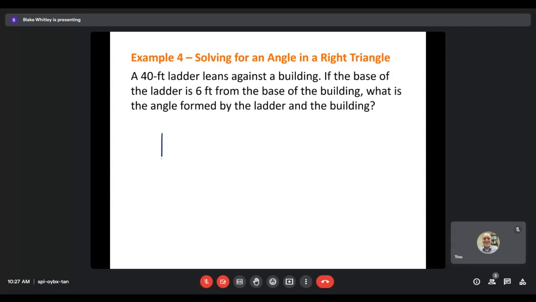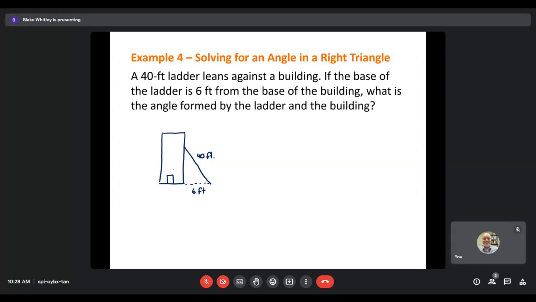So we know we have a building. So I'm going to draw my building. And I know against that building, I have a ladder. So I'm leaning a ladder against my building. Now, the information that's given here is that the ladder itself is 40 feet long. So I know that the length of that ladder that's leaning against the building is going to be 40 feet. I also know that the base of the ladder is 6 feet from the base of the building. And so I basically have this distance down here is going to be 6 feet.